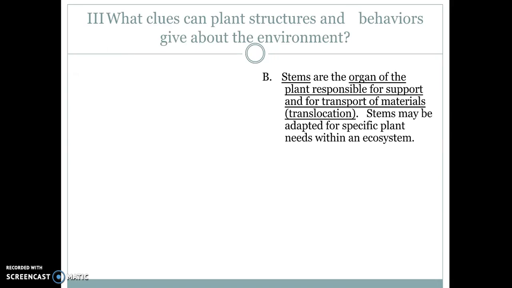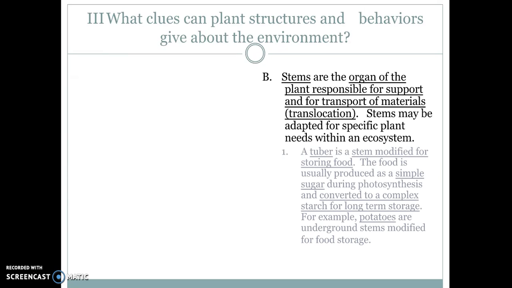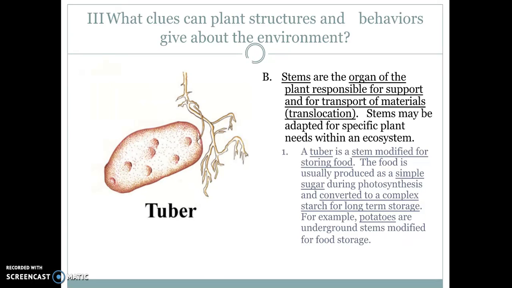Stems are the organ of the plant responsible for support and the transport of materials, that translocation, or movement, and stems can be adapted for specific plant needs within a particular ecosystem. A tuber is a stem that's modified for storing food. The food is produced as a simple sugar, glucose, during photosynthesis, and converted to a starch for long-term storage. For example, potatoes are underground stems modified for food storage.